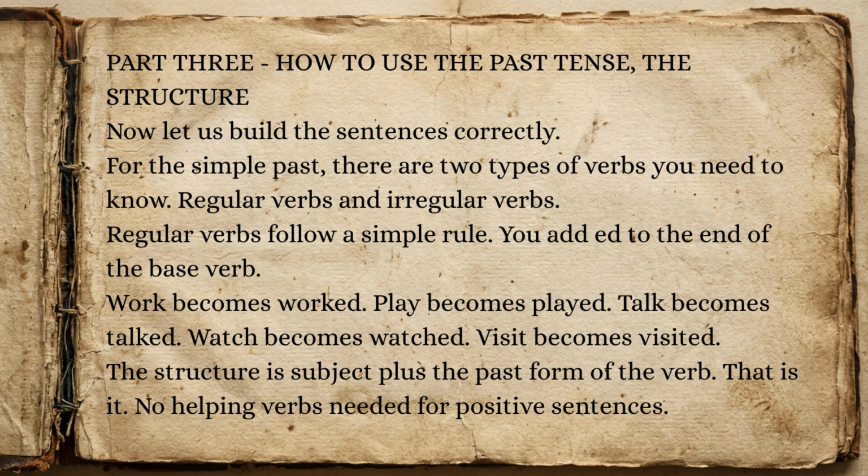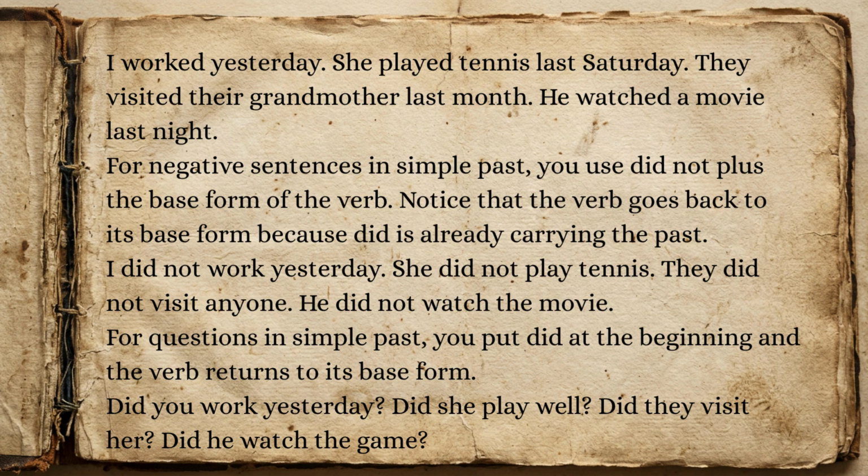Work becomes worked. Play becomes played. Talk becomes talked. Watch becomes watched. Visit becomes visited. The structure is subject plus the past form of the verb. That is it. No helping verbs needed for positive sentences. I worked yesterday. She played tennis last Saturday. They visited their grandmother last month.